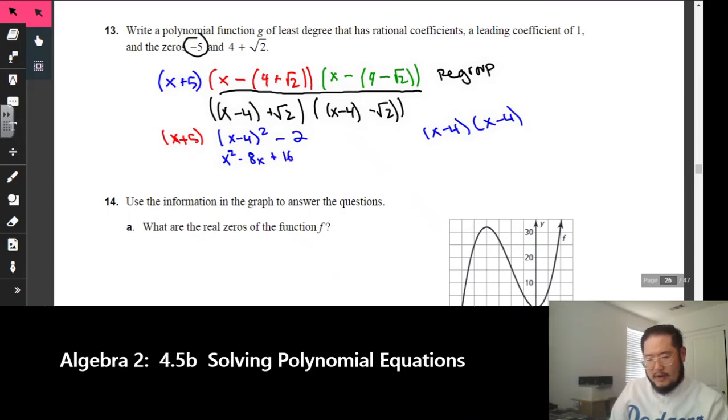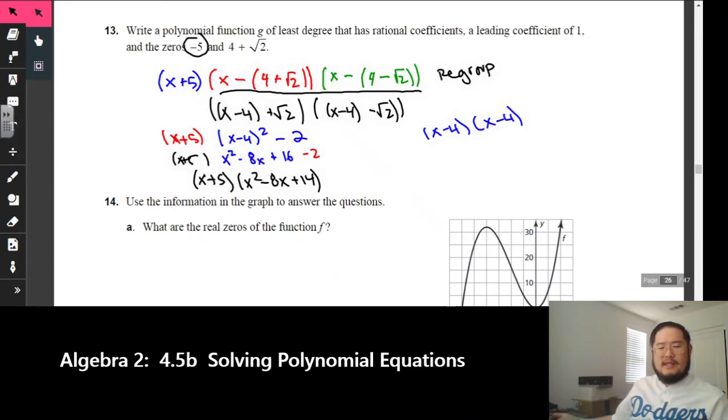And then we have right here this minus 2 still there. All right. And then from there, we still have the x plus 5. And so let's go ahead. We got x plus 5 times x squared minus 8x plus 14.